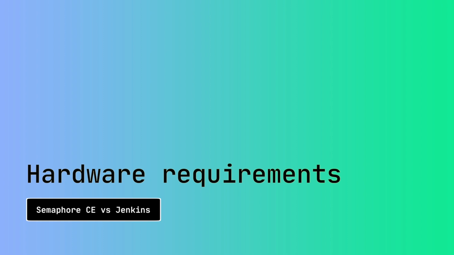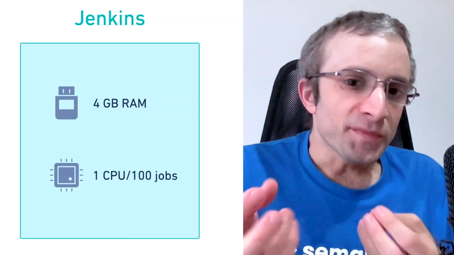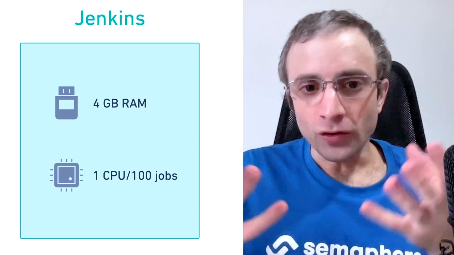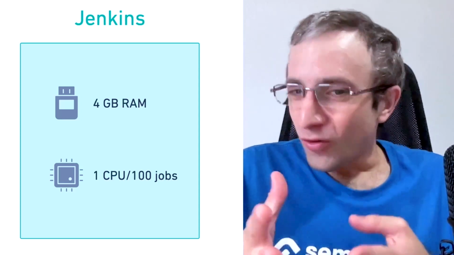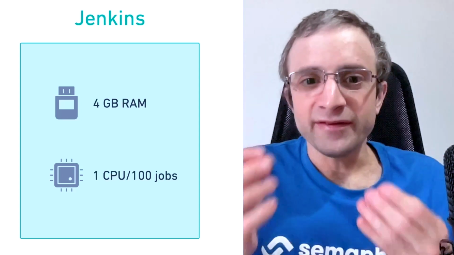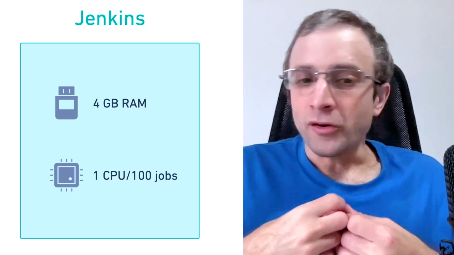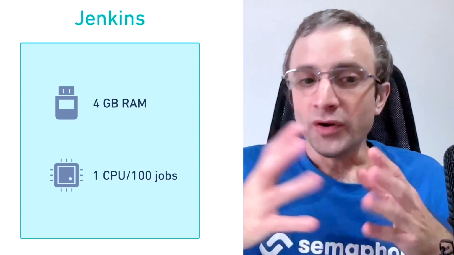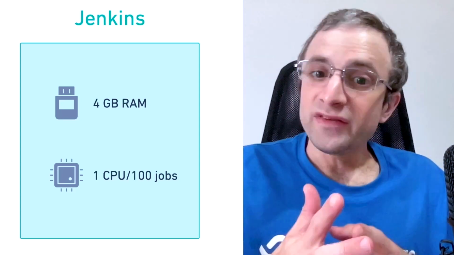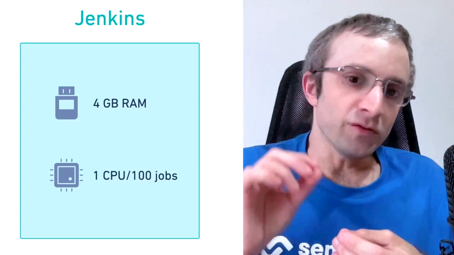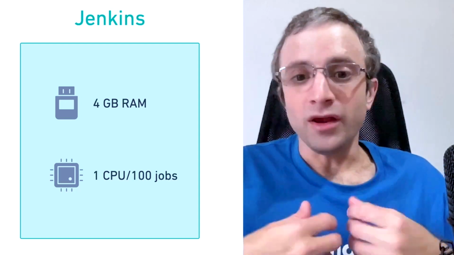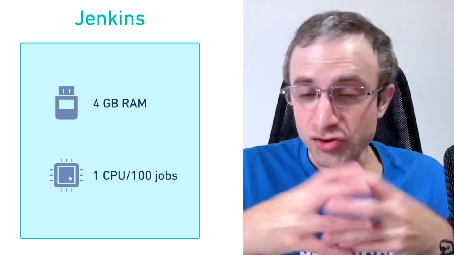So to start, let's begin with hardware requirements. Jenkins is quite modest in its hardware requirements. It measures its requirements by the number of jobs and agents that are connected to the controller. It requires a minimum of 4 megabytes of memory, but it recommends at least 4 gigabytes of RAM. For a big instance, you might require up to 70 gigabytes. On the CPU side, Jenkins recommends one CPU core per 100 configured jobs, so it will depend on the amount of work you usually have.